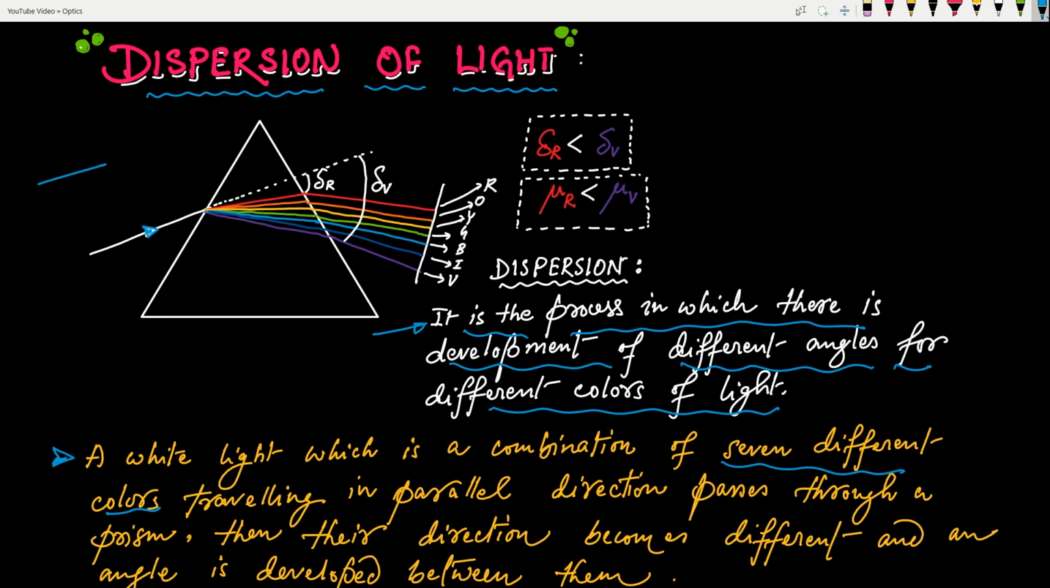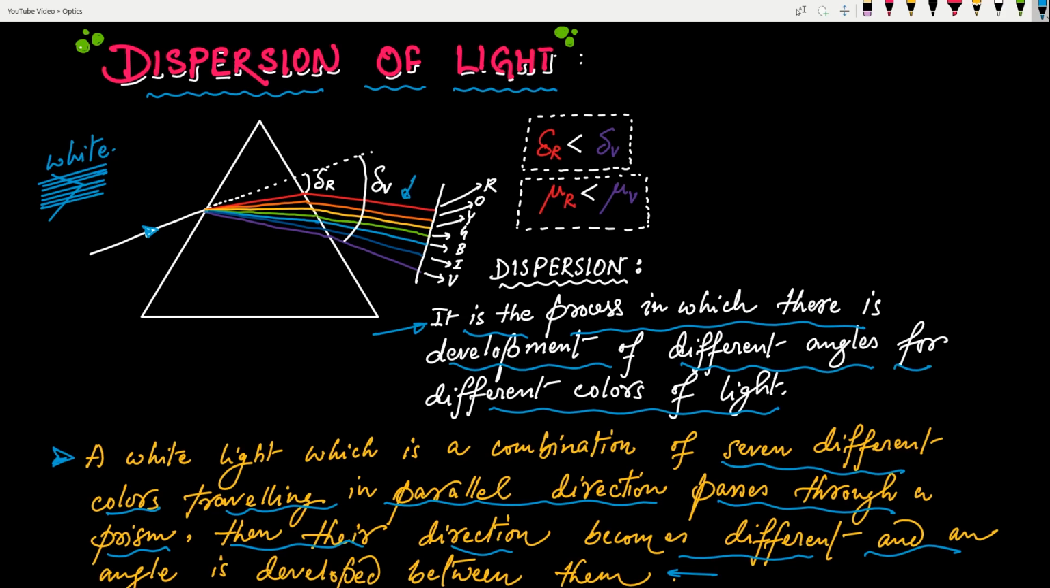Now when the 7 colors are parallel to each other, like this, then they combine to produce white color. Just remember this: when rays of light of different colors are parallel to each other, then they combine to form white color. We can see that it's traveling in a parallel direction, passes through a prism, then their direction becomes different and an angle is developed between them. As you can see in the diagram, after refraction, different colors produce different angles, as a result of which all the 7 colors have different angles. They are not parallel to each other.